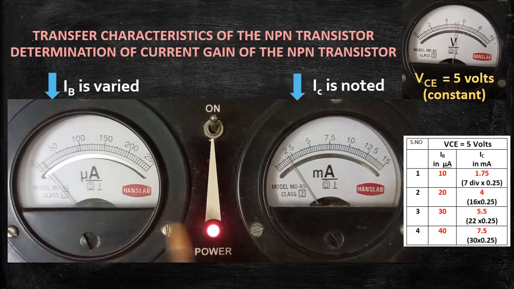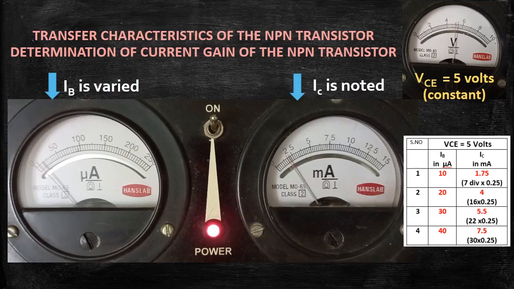Now you have to find out which reading is coinciding here. Are you clear? Here 10 microampere is there in IB. Look at the corresponding IC value. It is coinciding exactly at the 7th division, 7 into 0.25. The least count of the milliammeter is 0.25. 7th division into 0.25 is 1.75.